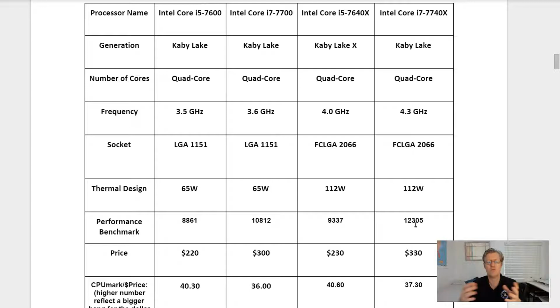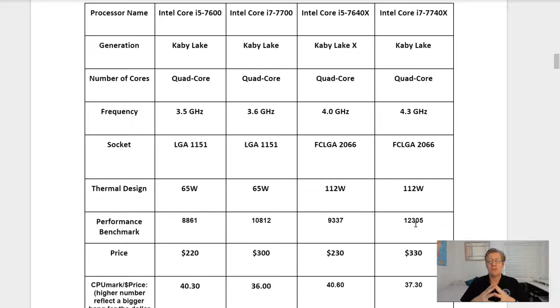So the very first one that we're going to look at here is the Intel Core i5-7600. This was made using the Kaby Lake core, or that's the generation name. The number of cores is 4, so we call it a quad core. The frequency that it runs at is 3.5 gigahertz. Now here, generally speaking, a faster or higher frequency means that it can perform more instructions per second. So you usually would get better performance with higher frequencies.